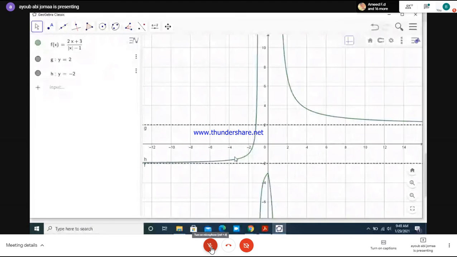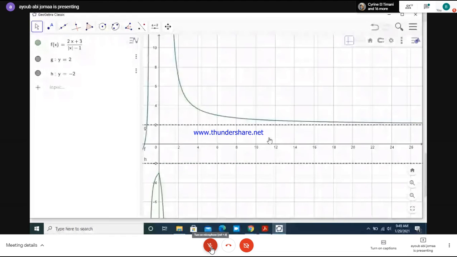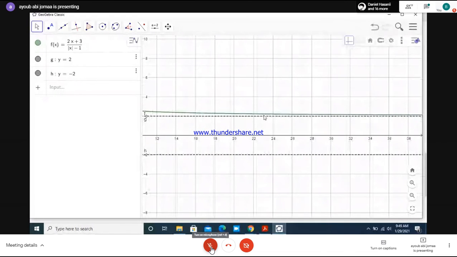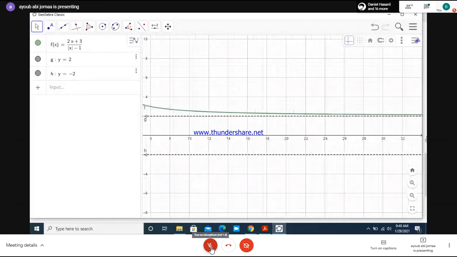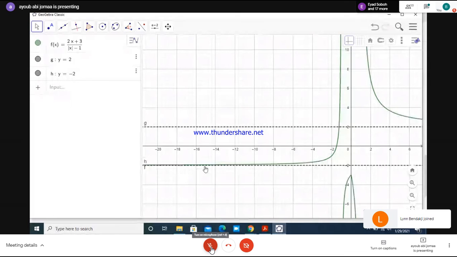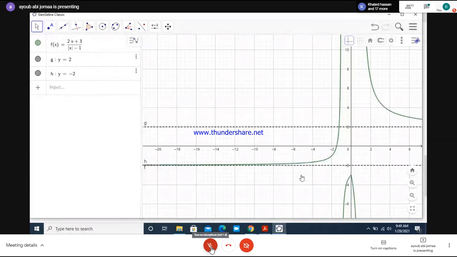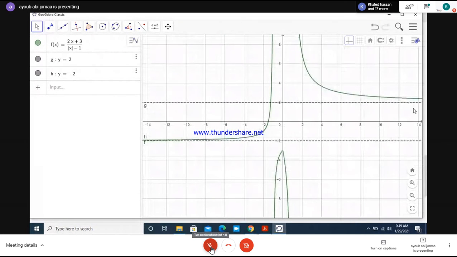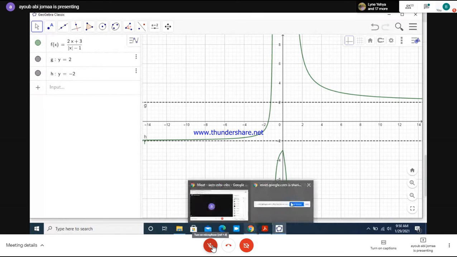Now here you can see it. A function where we have two horizontal asymptotes. From the right side you have y equal 2, as you can see here the graph is very close to the line of equation y equal 2. And from the left side we have a horizontal asymptote of equation y equal negative 2. Okay? Two different asymptotes. At positive infinity you have an asymptote, at negative infinity you have another asymptote. Okay? Clear?